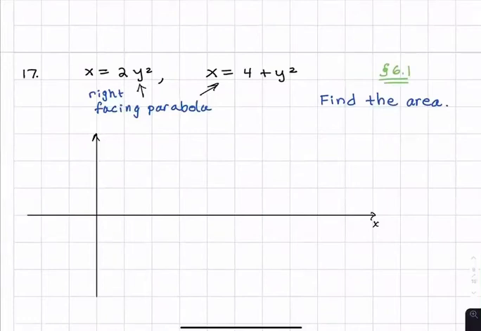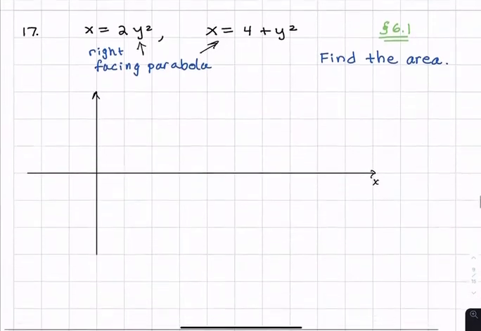All right, here we are doing a problem where we find the area between two curves. And part of the challenge on this one is to figure out what these curves are. Well, here we have x equals 2y squared. That is a right-facing parabola.